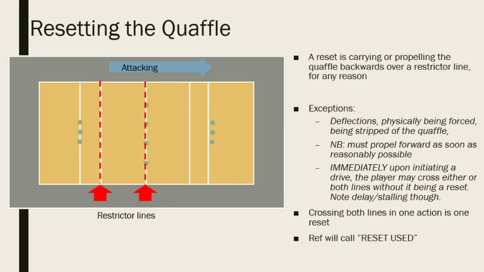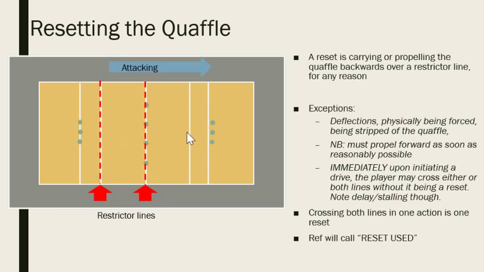Okay, and the one other exception to this is if immediately upon initiating a drive, the player who picks up the quaffle crosses either or both without it being a reset. So let's say we had some play happening up around here, there's an intercept, they pick up the ball and run backwards just on instinct, right? That's not going to count as a reset if it's the literal first thing they do when picking up the ball. So you can't take a few steps forward, see a bludger, and then retreat back, because that will count as a reset. Okay? If you happen to cross both lines in one, that's just one reset.